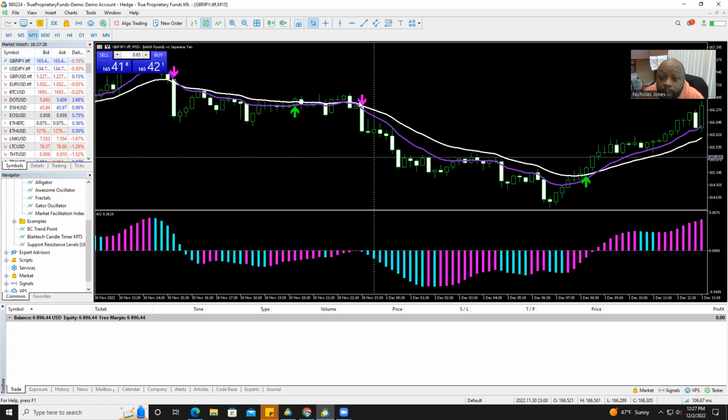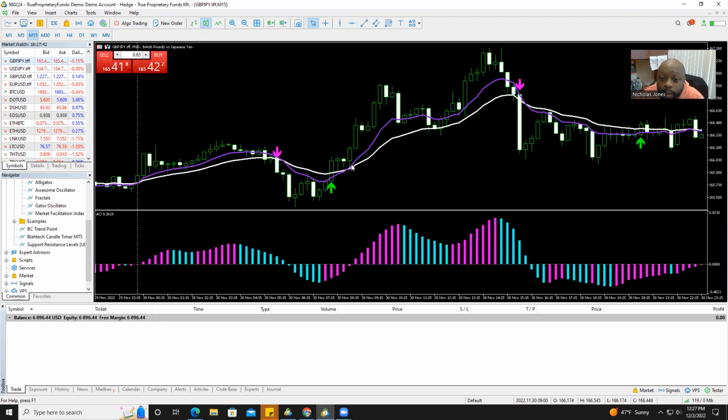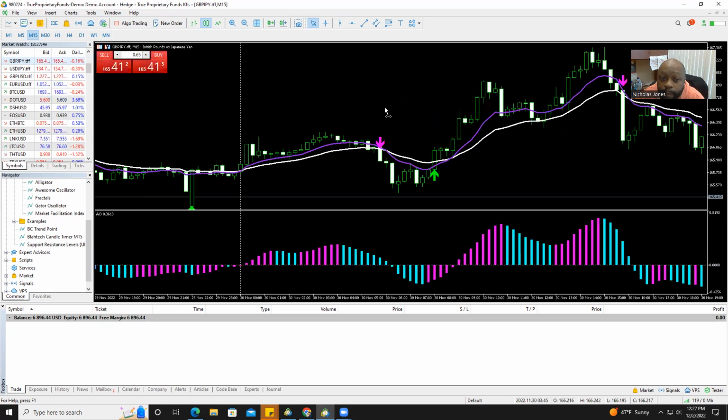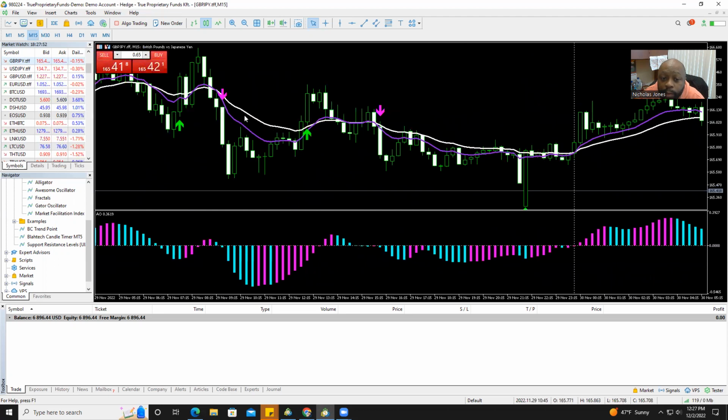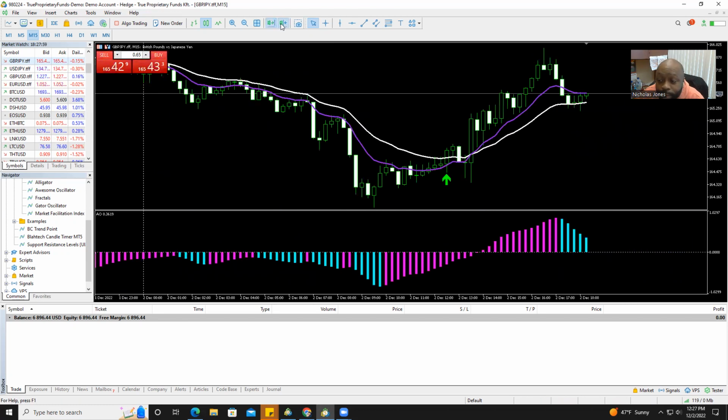Same thing happened here. Crossover, you got an arrow, crossover happened here, could have gotten out, right? Same thing happened here. Crossover happened below the Awesome Oscillator, could have got in. Crossover happened here, arrow hit, Awesome Oscillator broke through, could have got out here. Crossover happened here. Same thing over and over again. This strategy is a pretty simple strategy, nothing complicated.